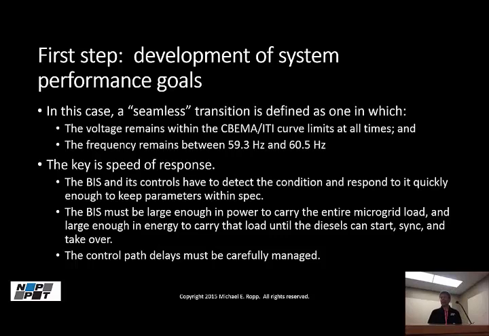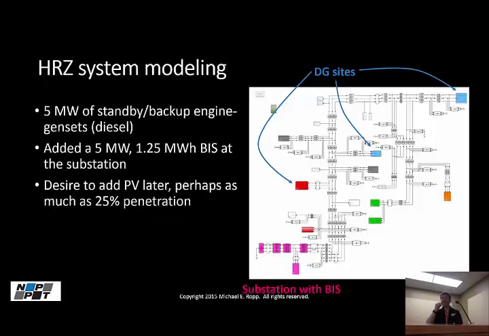Here's a model of the system. We did all of this in MATLAB Simulink. All the controls design, the system modeling, everything was done in the MATLAB Simulink environment. I mentioned before about 5 megawatts worth of diesels. You see the DG sites, the diesel sites, are all indicated by the arrows there. There was a desire to add as much as about, I said, 25% penetration here. The number that sticks in my head is about 2 megawatts of PV that they wanted to put in this 5 megawatt microgrid. So that's closer to 40% penetration.